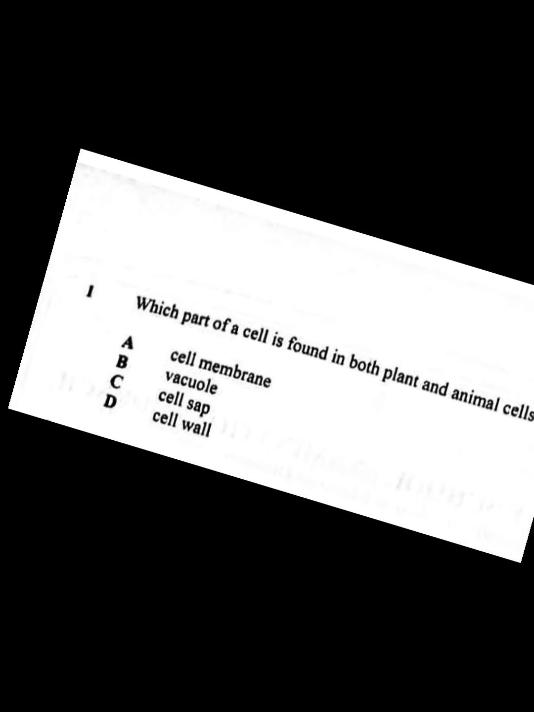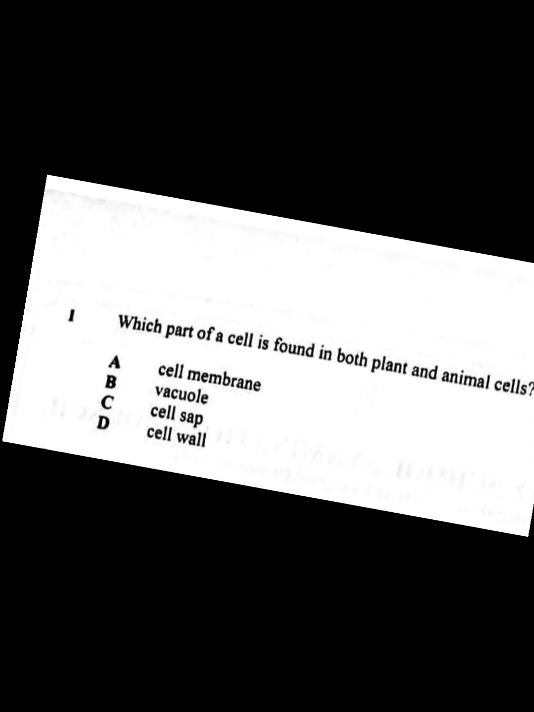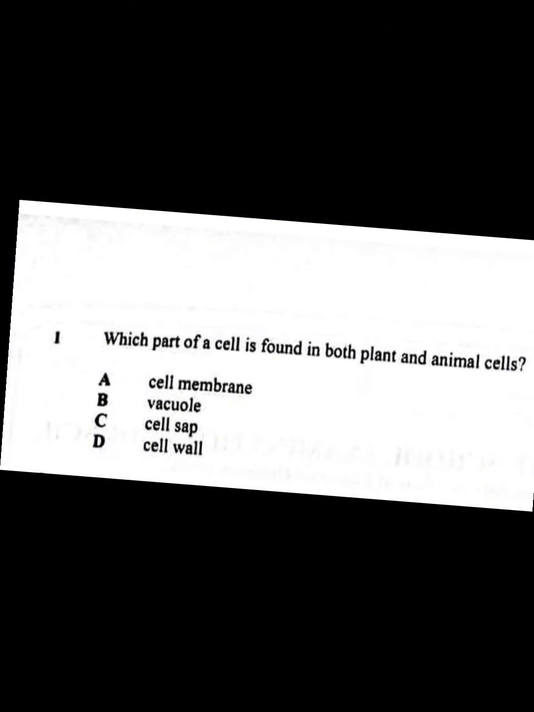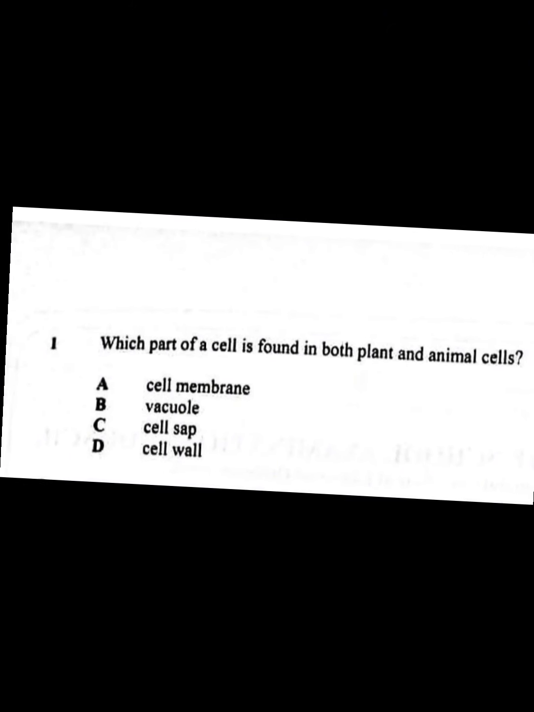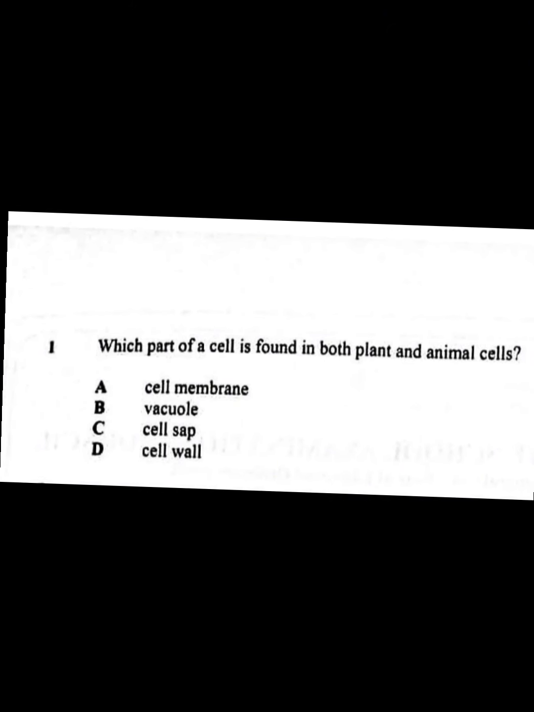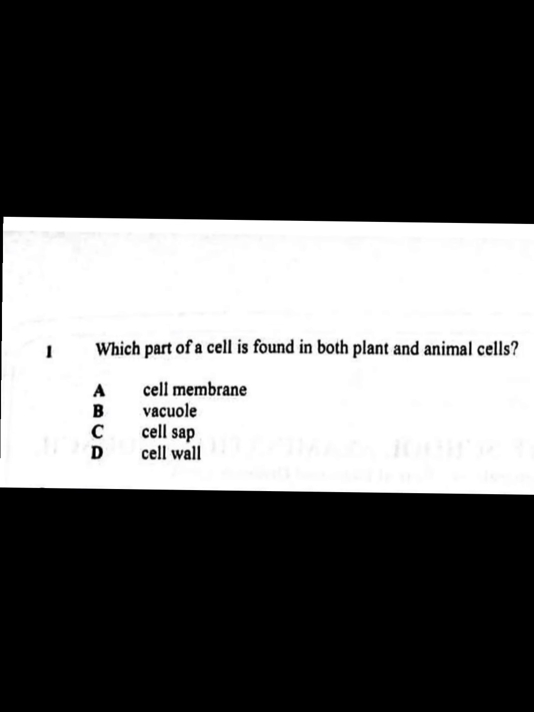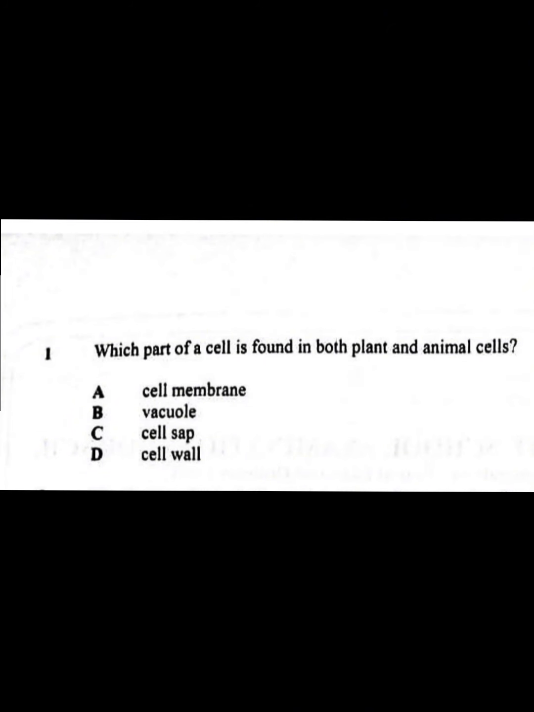Let us proceed to June 2023. Number 1 was saying which part of the cell is found in both plant and animal cells. So the correct answer is A, which is cell membrane. B, C, and D are found in plant cells only. So this question requires you to understand the differences between plant and animal cells.